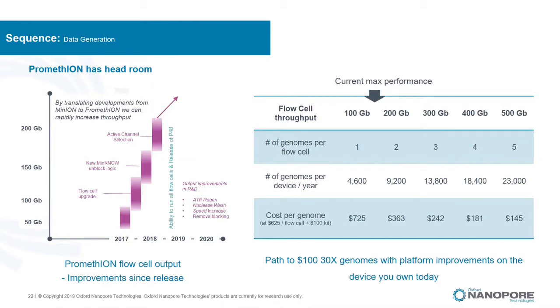And one flow cell can generate 100 gigabases. That means standard coverage of a human genome for this cost. And because we expect the throughput to increase to 200, 300, you can multiplex a whole human genome per sample in the near future.